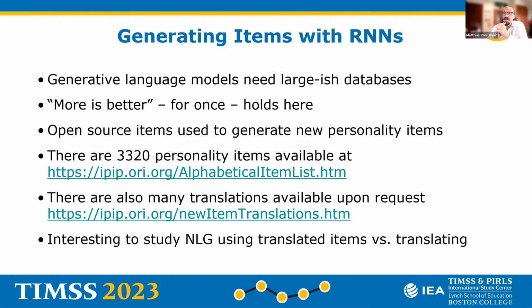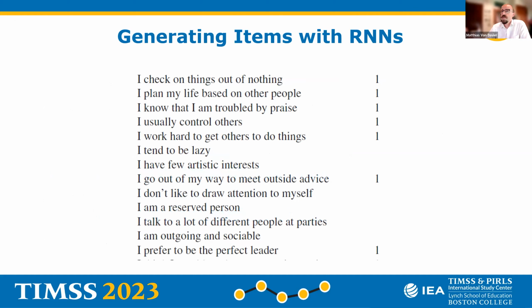My problem was I didn't have that many items to work with, but fortunately there's a public domain database for these personality items that contains roughly 3,300 personality items. They also have translations. I didn't care about translations at that point, but that's a story for the end of this talk. Okay, so I went there.